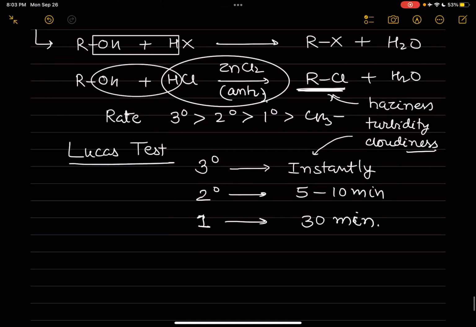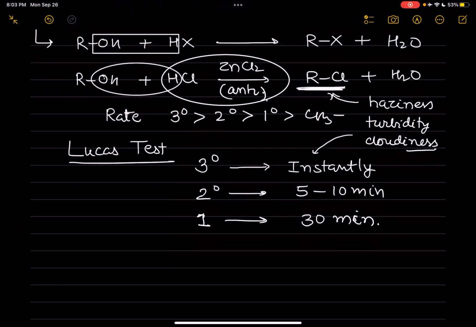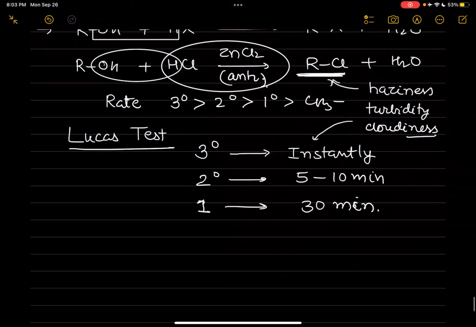And if it takes half an hour or more for the reaction to complete, which you know by noting that the reaction mass will become hazy or turbid or cloudiness will appear, that means it is reacting very slowly, means it is primary alcohol. Is it clear? So this is a test to distinguish among alcohols. You can make out whether it is primary, secondary, or tertiary, right?